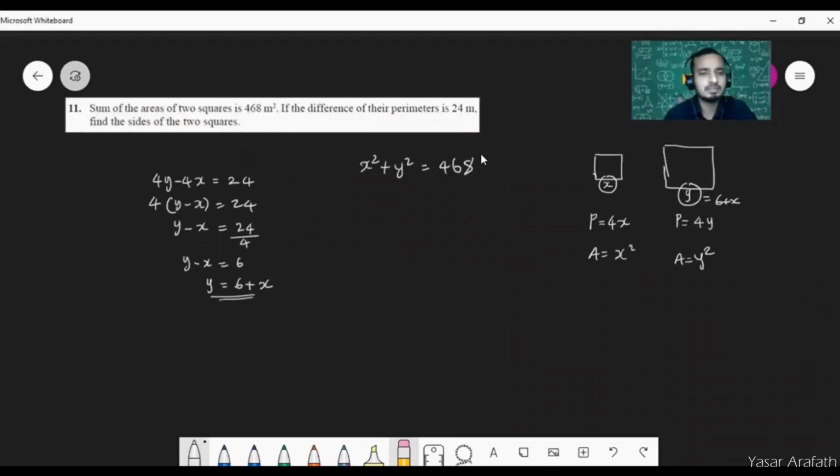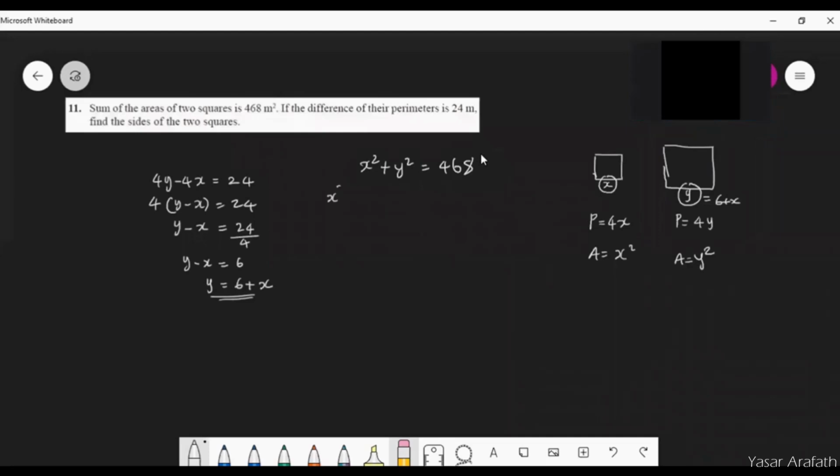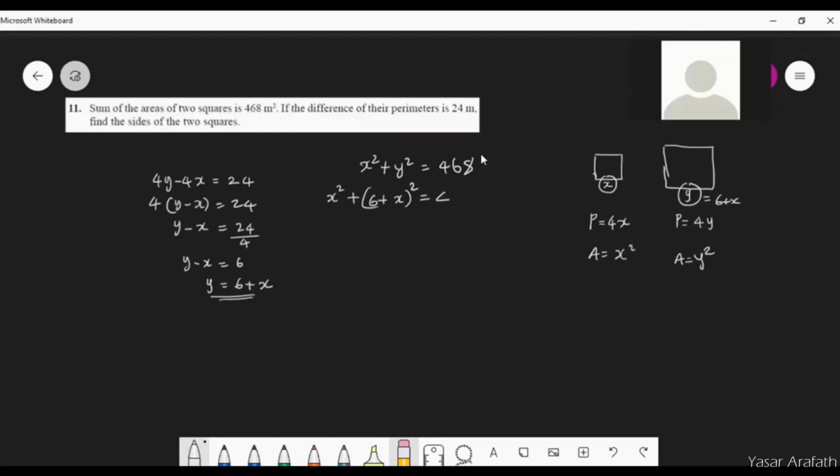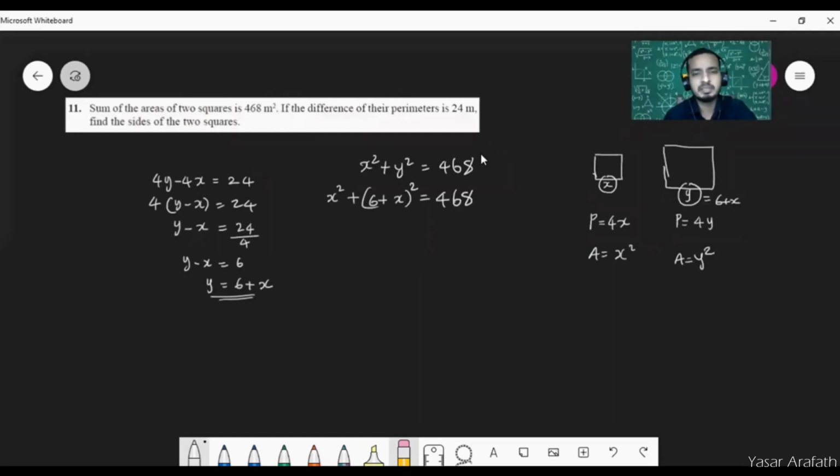Now you can substitute y is equal to 6 plus x here. So how will the next line be? x square plus (6 plus x) all square is equal to 468. Then expand this bracket, add like terms, and make it to the standard general form. Then identify A, B, and C and use the quadratic formula, or you can use the factorization method also. Then find the value of x. If you get the value of x, you can substitute it in equation number 1, and you will get the value of y.